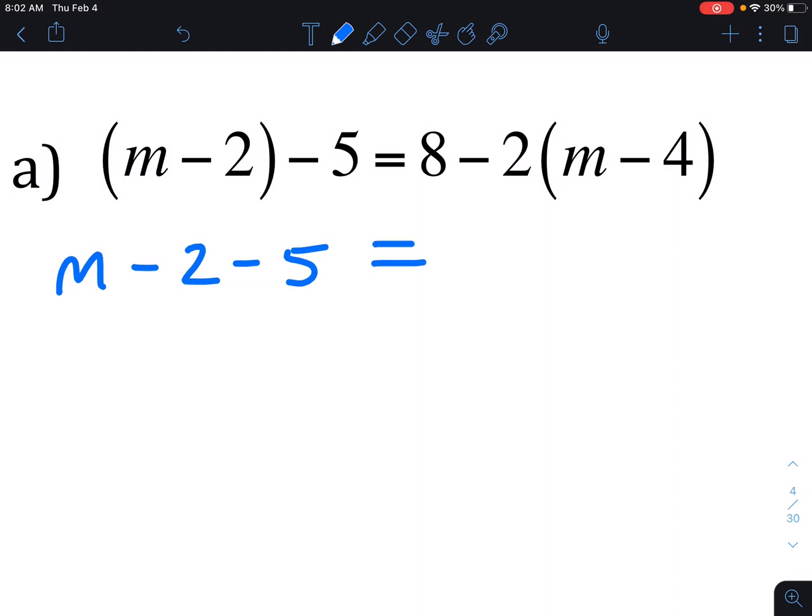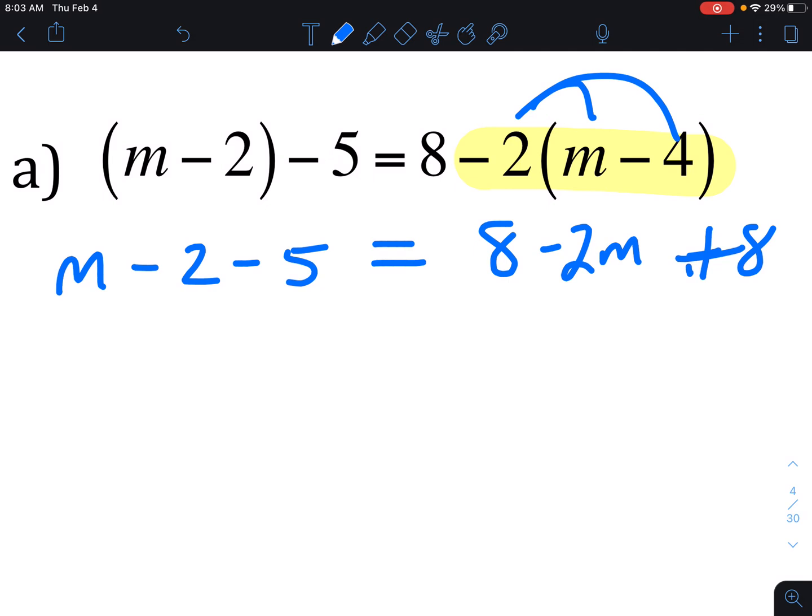Now here, do not do 8 minus 2 and get 6, and then distribute the 6. Please don't do that. Remember, multiplying, this -2 is actually multiplying. It's trying to distribute here. So in order of operations, you should do multiplication first. So the 8 drops down for now. And then we're going to multiply -2 times m, -2 times -4.